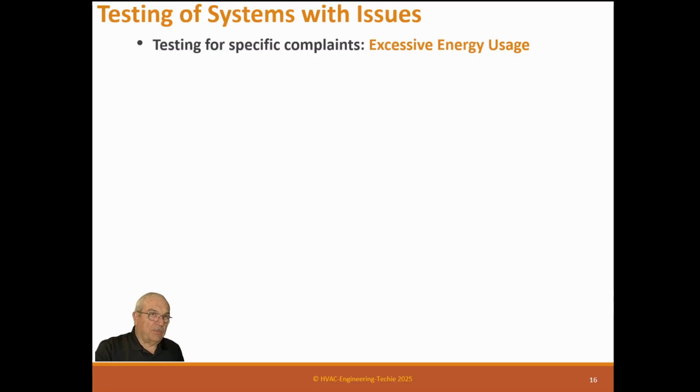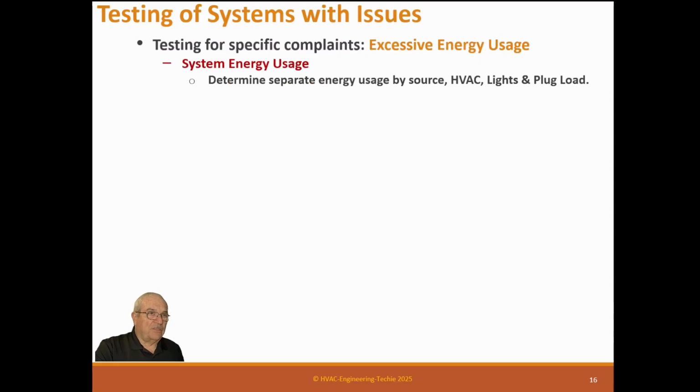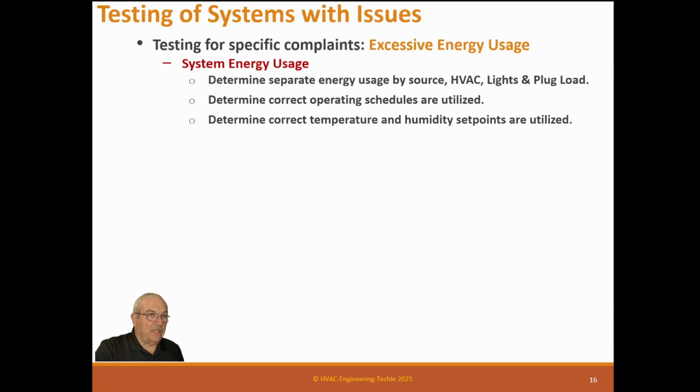Testing for specific complaints: excessive energy usage, system energy usage. Determine separate energy used by source: HVAC, light, and plug load. We've talked about that in the section on doing assessments. Determine correct operating schedule is utilized, that they have them on just the right time. Determine correct temperature and humidity set points are utilized. Trying to dehumidify a building is very expensive, so you want to make sure they don't have it set down.